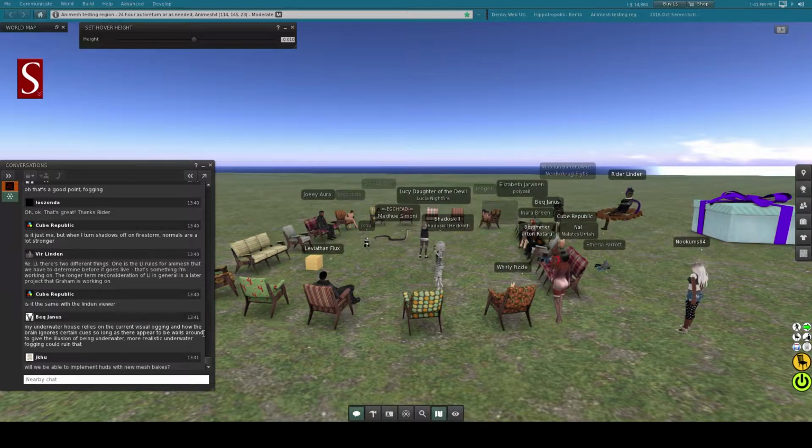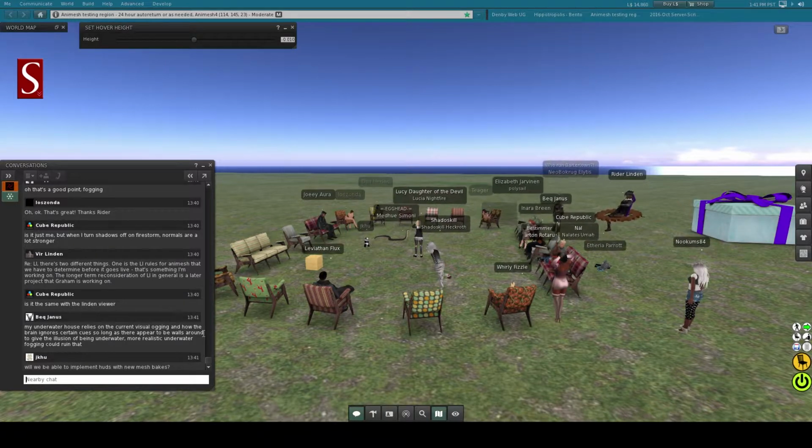I'm not sure I understand the question about implementing HUDs with the new mesh bakes. Do you mean actually putting baked textures on the HUDs, or do you mean having them be driven by scripts that are controlled by a HUD?